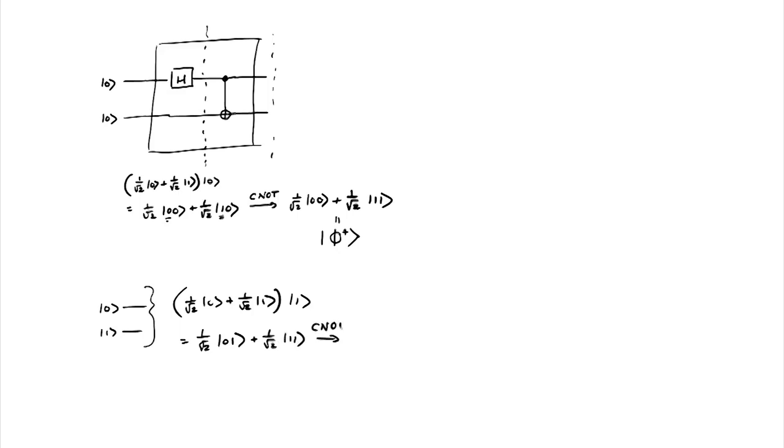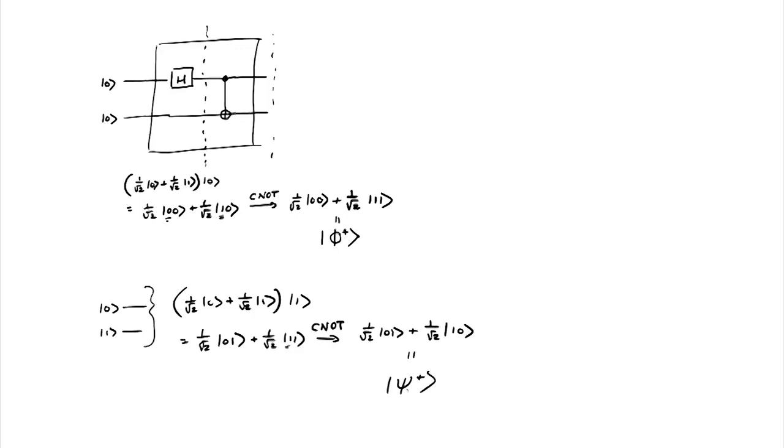And now what does the CNOT do to it? Well, it flips only in this case, right? It flips the second qubit. So you get 1 over square root 2, |01>, plus 1 over square root 2, and now this becomes a |10>. This is still a kind of Bell state. It's still maximally entangled. And this state is called psi plus.